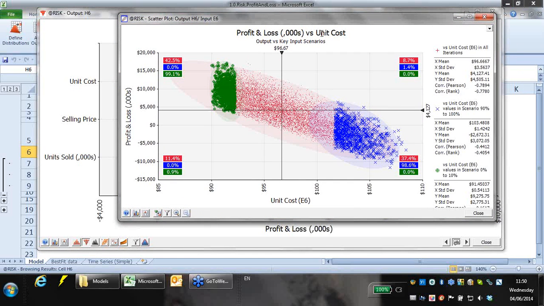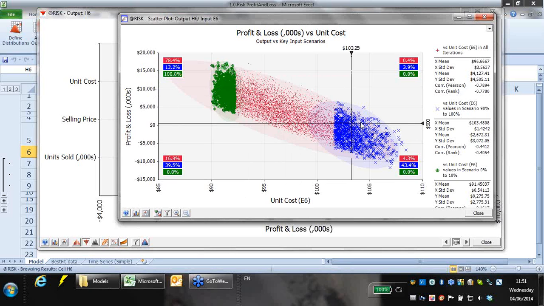This is a scatter plot, and on it are shown all 10,000 of those scenarios. Along the x-axis we've got what the unit cost was, in this case between 90 and 110 or so, and along the y-axis we've got the corresponding profit or loss for a given unit cost. If we look down here where our unit costs are at the low end, guess what? Our profits are relatively high, whereas when our unit cost increases, our profitability tends to decrease, which of course is what we'd expect.